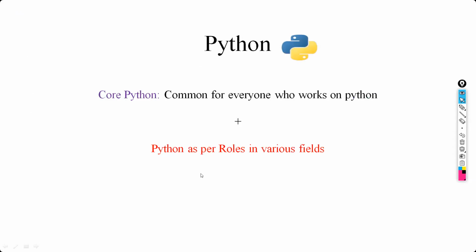Now, what Python is there? Core Python is common for everyone who works on Python. Every person in the world who works on Python, core Python is common. After core Python, they have to select according to their roles. A Python developer will select a different one. A web developer will select a different one. A game developer, an ML engineer, an AI engineer, a data analyst will each select a different one. The point comes here: the common thing is core Python. Everyone knows core Python, the basics of Python.